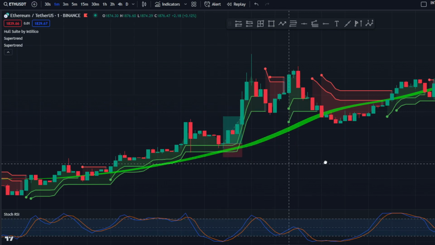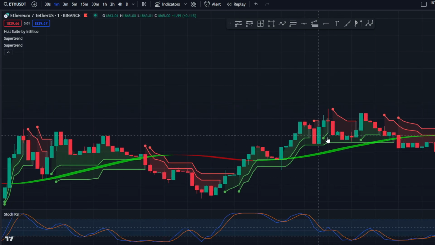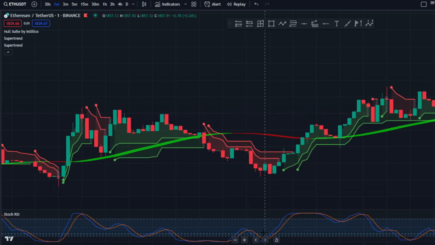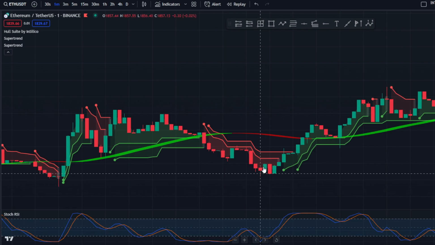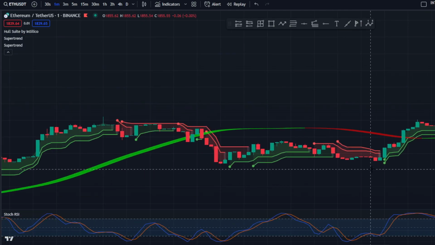As you can see, it helps to filter out a lot of the bad trades. Like right here we have a crossover, but you can see that it's only above one of the Supertrend lines, so it avoids that bad trade. Same thing right here, we have a crossover, but it's below the Hull Suite, so you will not take that position. And yeah, basically that's how you take long positions.